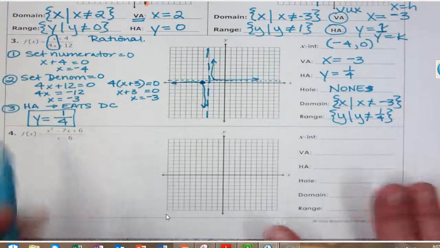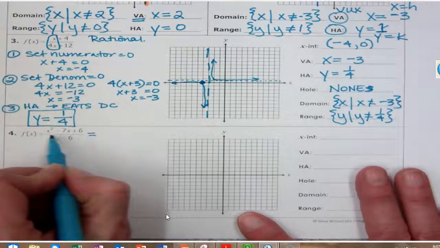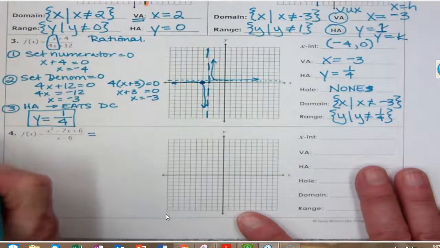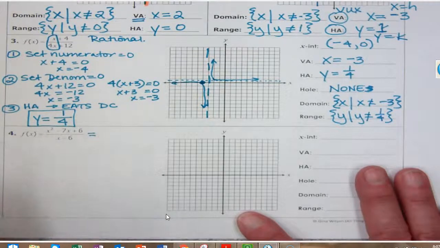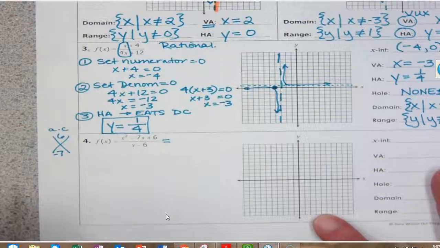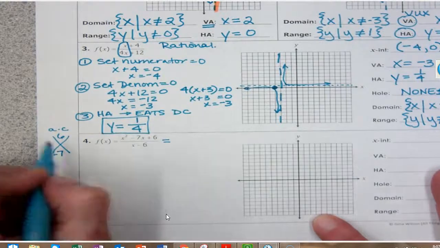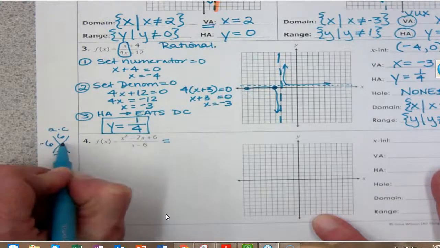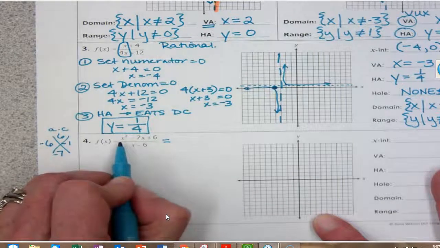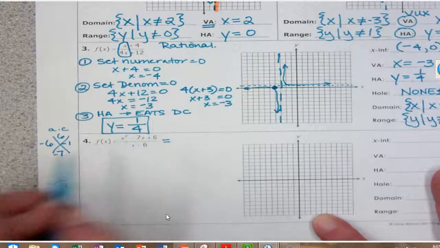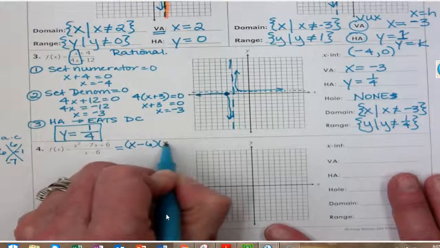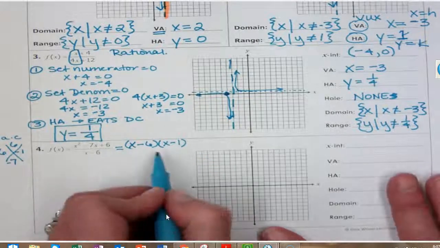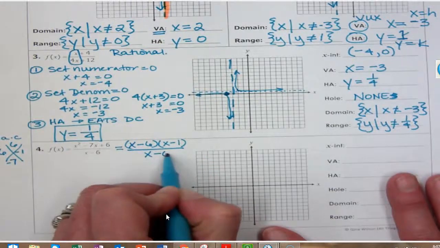I'm going to first factor. I'm going to get what numbers multiplied to give me the first and the last numbers multiplied, that's a times c, and add to give me 7. And that's going to be -6 and -1. There's no a. Remember how when there's an a value you have to divide. So I'm going to get x minus 6, x minus 1, divided by x minus 6.